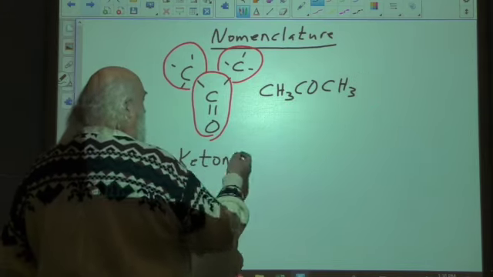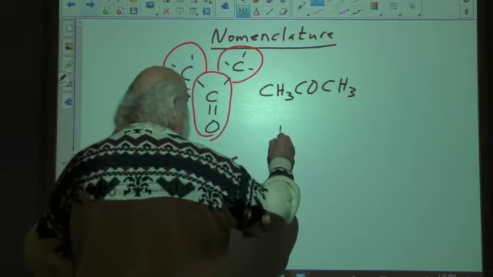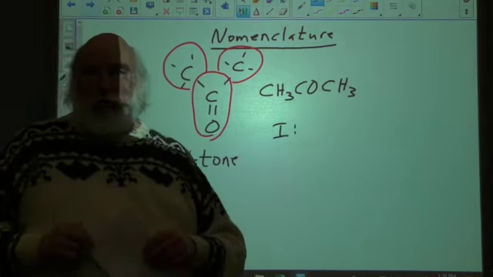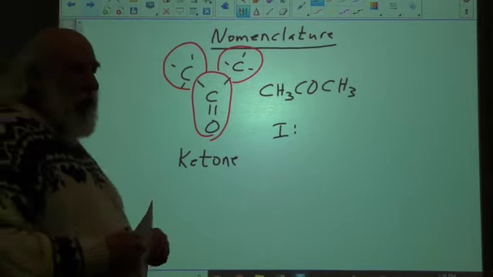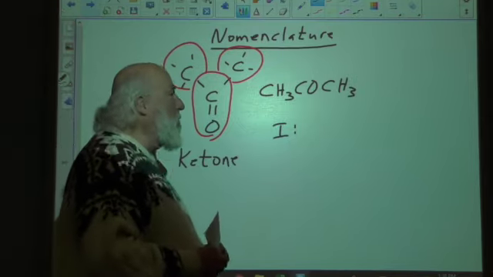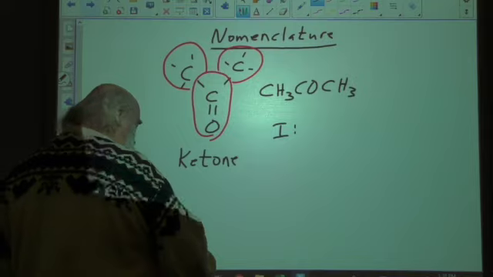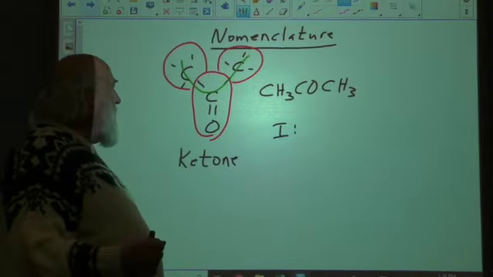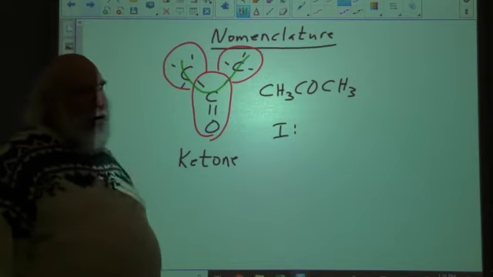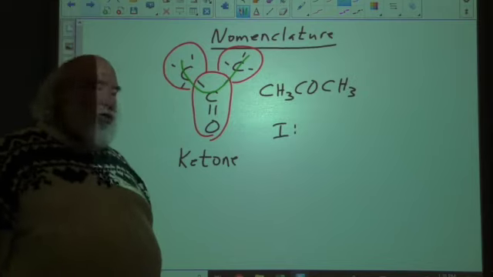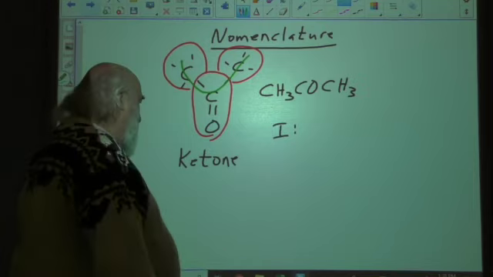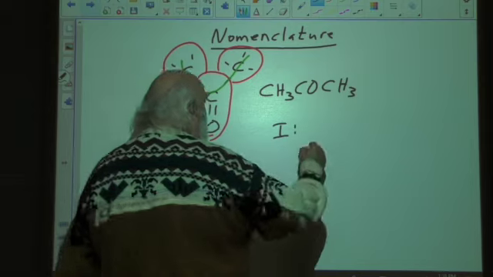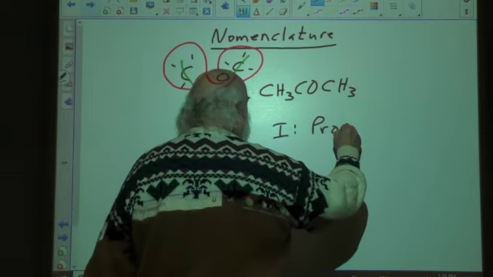So the IUPAC name for this, again, is based upon the longest continuous chain. IUPAC is very consistent with that. I really like IUPAC. The longest continuous chain of carbons here is 3. So this is technically a propane. The oxygen isn't part of the chain. It's attached to the chain, but it's not part of the chain. So the name of this compound is going to have the word propane in it.